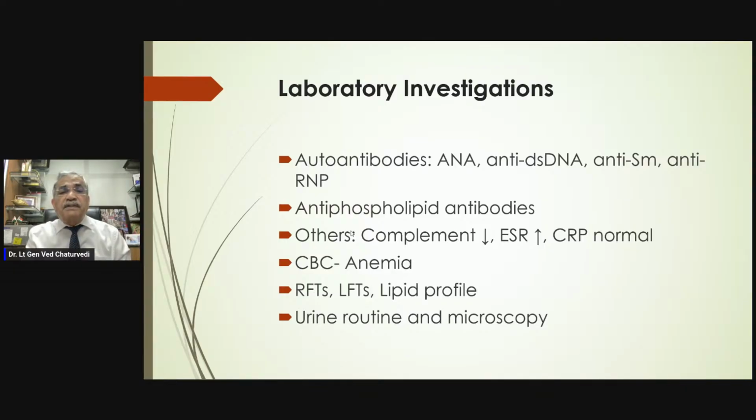Antiphospholipid antibodies are present; they are procoagulant antibodies. Complement is low, and CRP is generally normal. CBC, as I said, shows anemia. And of course, the urine examination is very, very important.